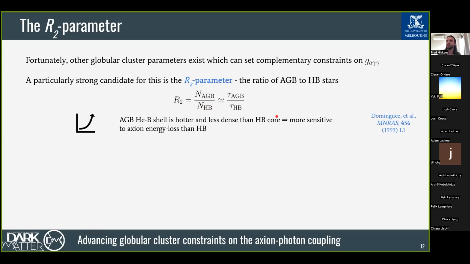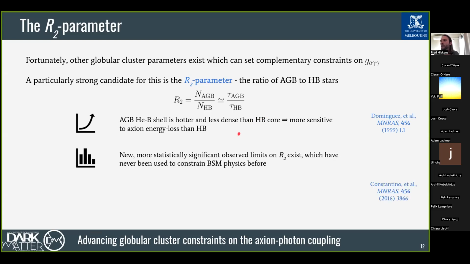And so some of the reasons we expect this to be good for us is that, first of all, the asymptotic giant branch helium burning shell, which is what governs this evolutionary phase, is hotter and less dense than the horizontal branch core. And so we would therefore expect it to be more sensitive to axion energy loss than the horizontal branch core because of that temperature to the power of 7 on rho dependence I mentioned before.